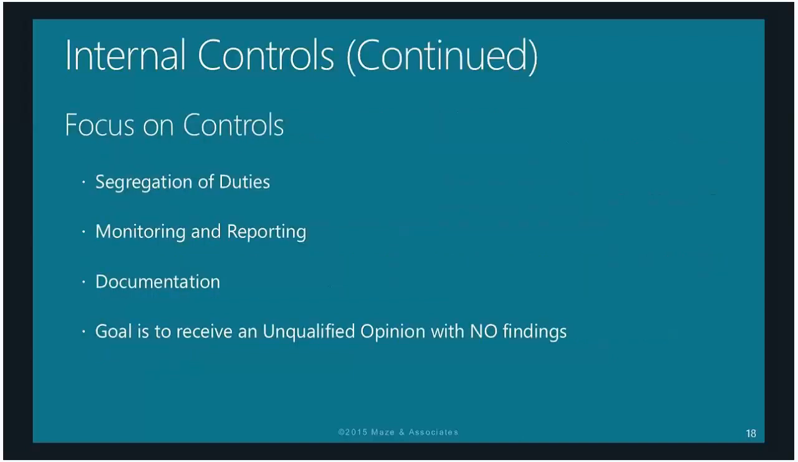Other components of internal controls that auditees should focus on are the segregation of duties. We talked about payroll: is the same person that is processing payroll also approving the registers? Monitoring and reporting: have reimbursement reports been reviewed and compared to expenditures to ensure that expenditures are allowable? Is there proper documentation provided in your single audit file? So essentially your goal here is to receive an unqualified opinion with no findings.